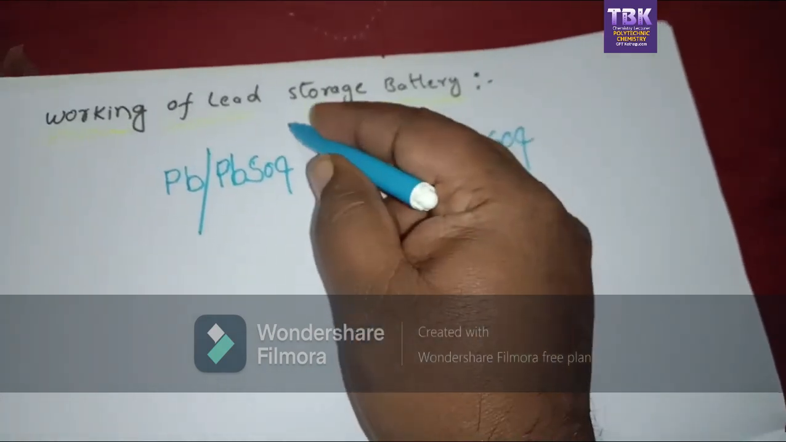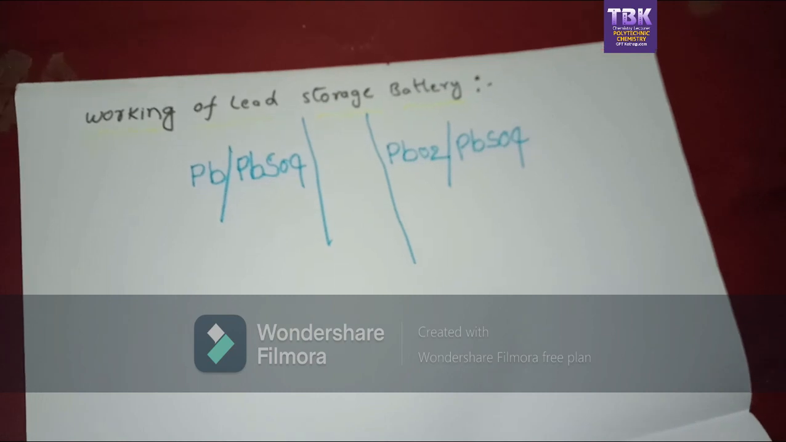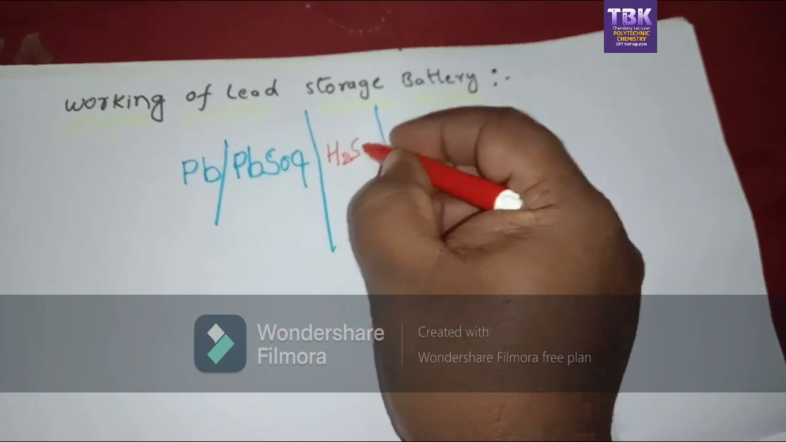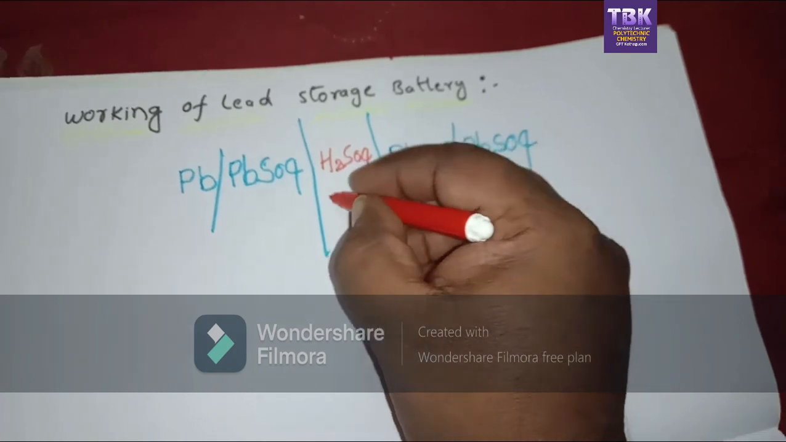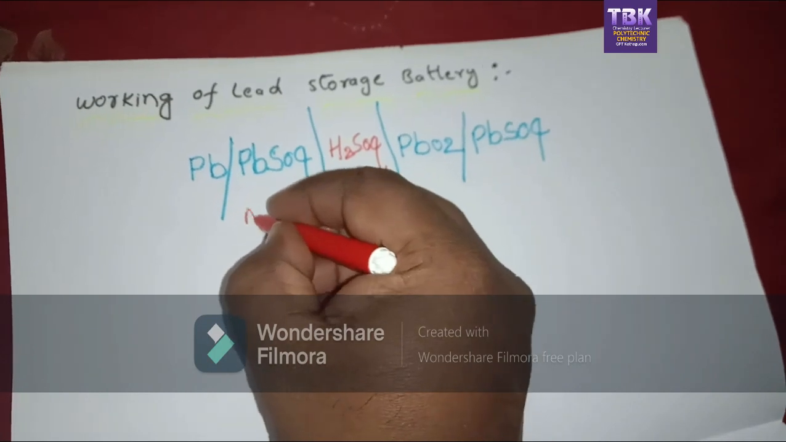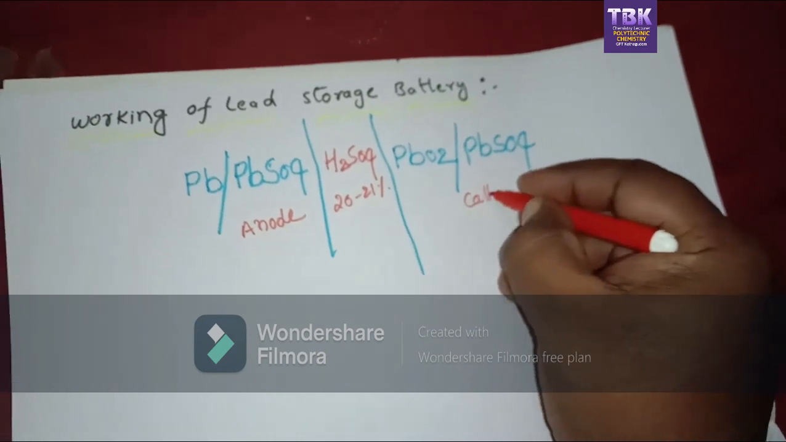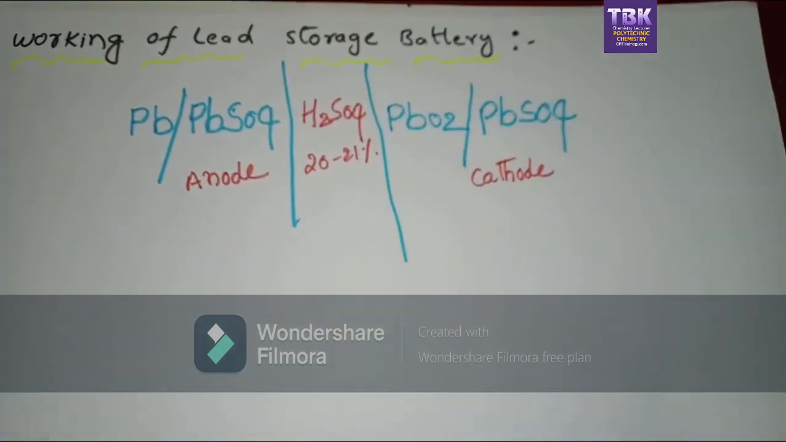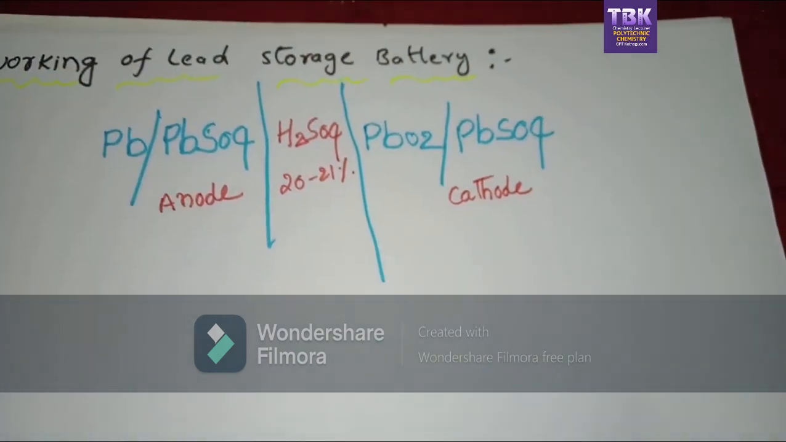Next, the electrolyte is H2SO4. What is the percentage? 20 to 21%. This part acts as the anode and this part acts as the cathode. It is a galvanic cell, in which the anodic part and cathodic part are there. So anode and cathode, this is the cell notation.